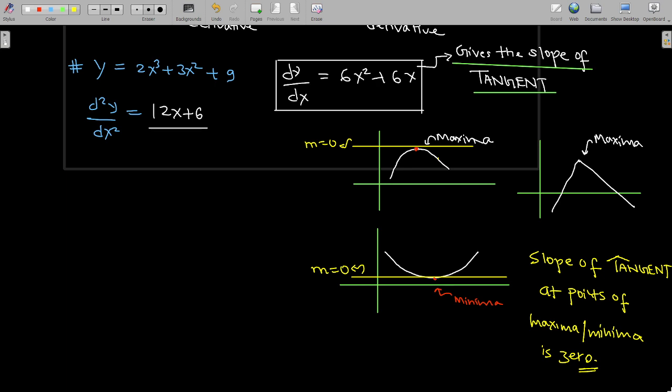If someone asks you to find out the maxima or the minima for a particular curve, what will you do? What will be the first step that you should do? You will do the double derivation? No, not the double derivation. You will first do one derivation.